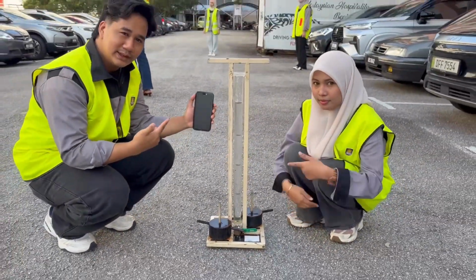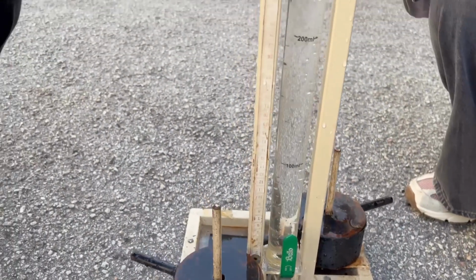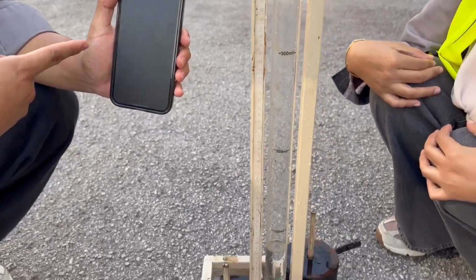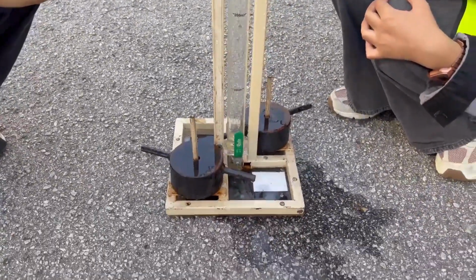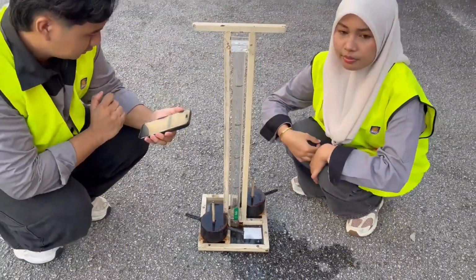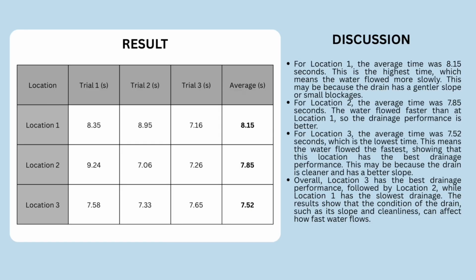Next, the valve is opened to allow the water to flow onto the pavement surface, and at the same time, the stopwatch is started. The stopwatch is stopped once all the water has completely drained from the apparatus. Results and discussion. Now I will explain the results of the surface drainage test. We carried out the test at 3 different locations, and each location was tested 3 times.